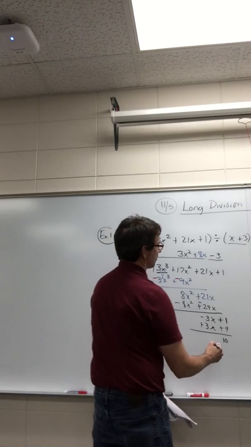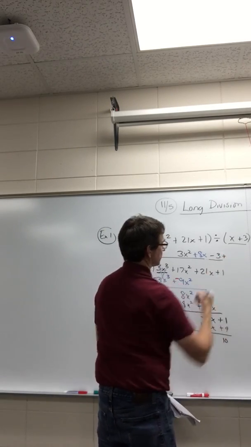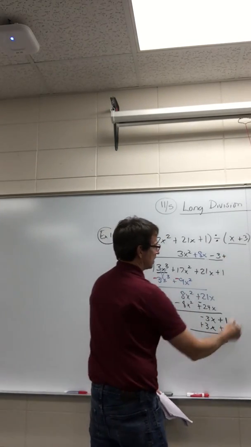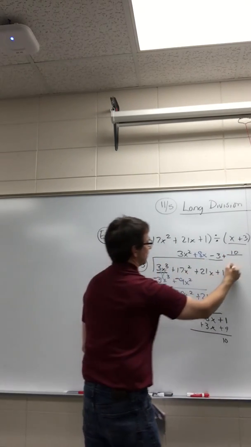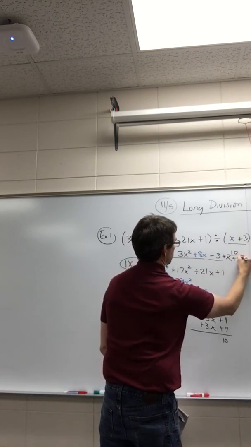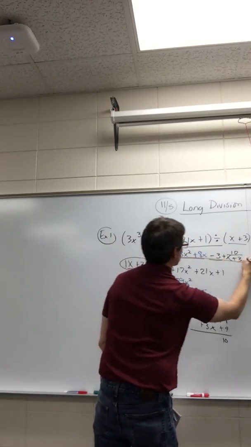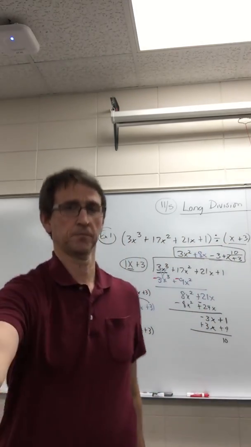Now, the 10 is our remainder, and how we show remainders with long division is the answer you get at the end goes over what you're dividing by. So you're going to put it over x plus 3, and that's our answer to this problem.